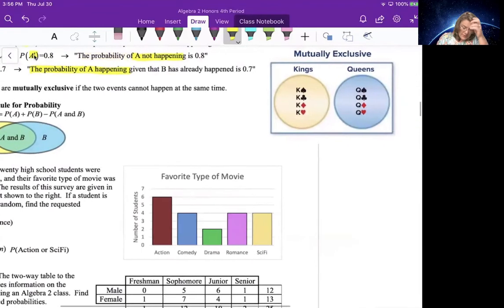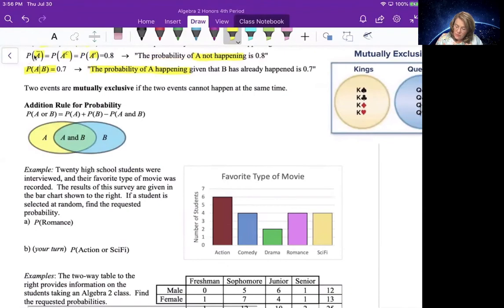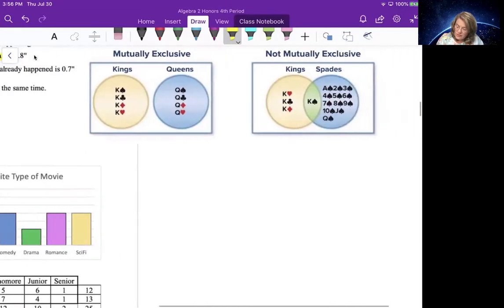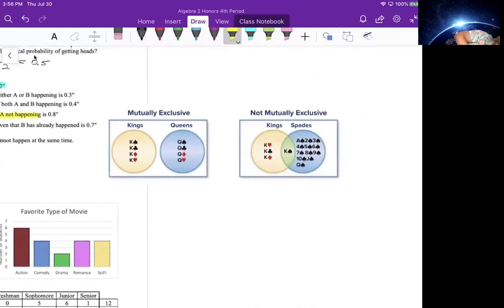I want to talk a little bit about this concept of mutually exclusive or not mutually exclusive. What does that mean? And I'm actually going to come off to the right. I've added a picture. Let me grab a note over here. Okay, so what is mutually exclusive?